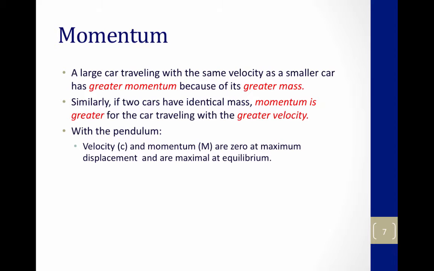A large car traveling with the same velocity as a smaller car has greater momentum because it has greater mass. Similarly, if two cars have identical mass, the momentum is greater for the car traveling at the greater velocity. So with the pendulum, velocity and momentum are zero at maximum displacement and are maximum at equilibrium.